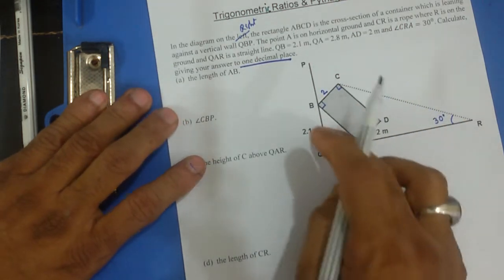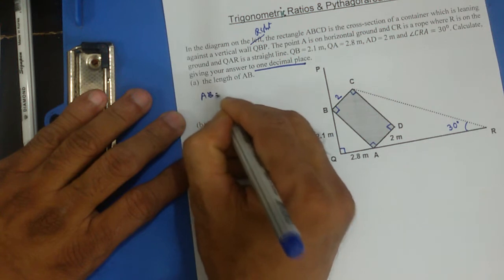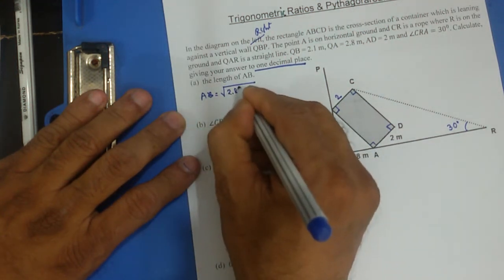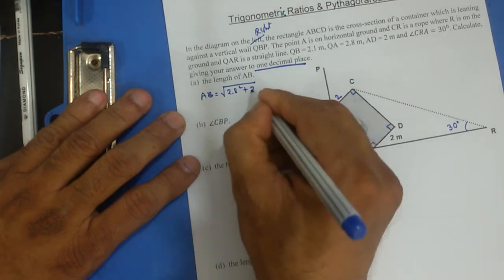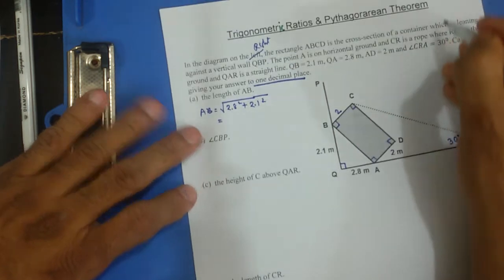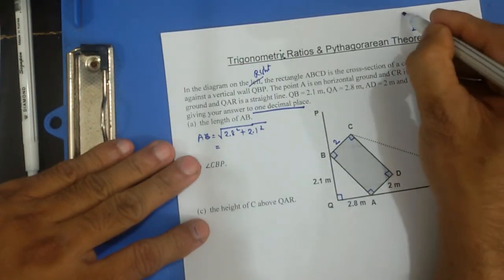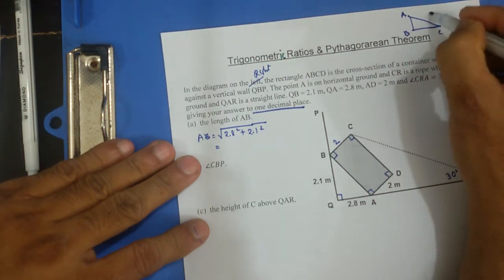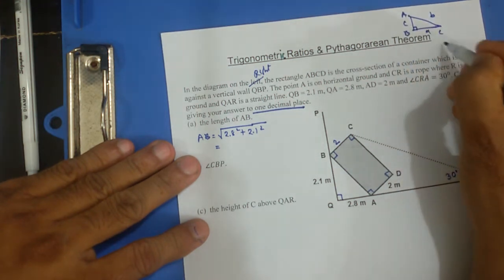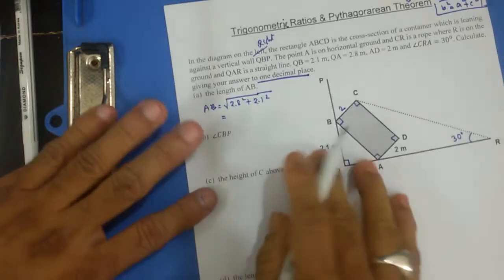So length of AB. This is the Pythagorean theorem. So AB is going to be the square root of 2.8 squared plus 2.1 squared. I hope you know this formula. Actually, in the last few videos we have been doing this. If you have A, B and C, opposite of capital B is a small b, this is C, this is A. So b squared equals a squared plus c squared. We are using this formula over here.